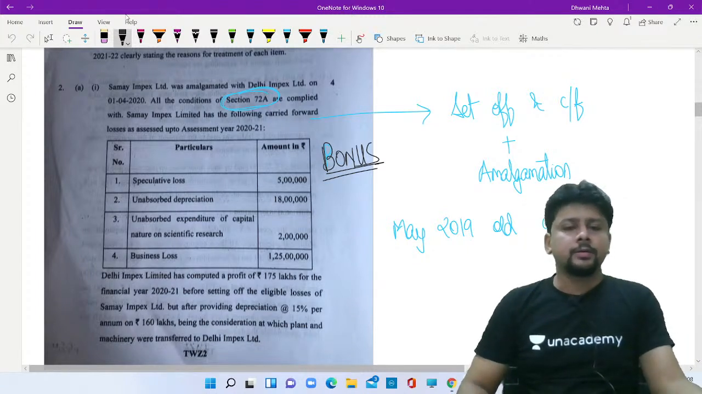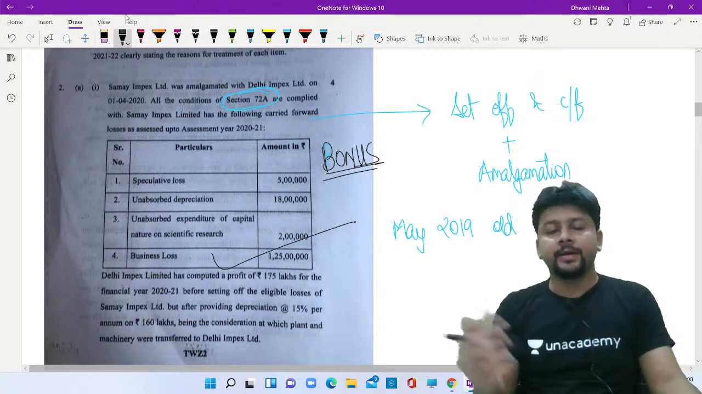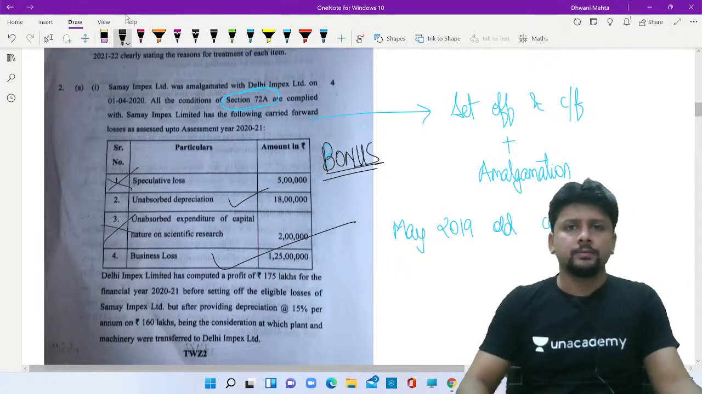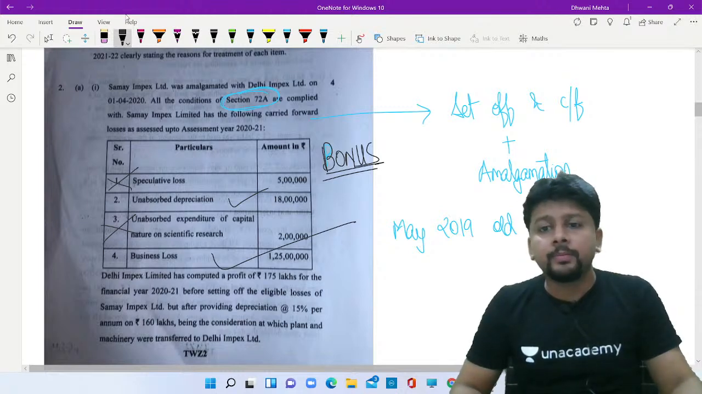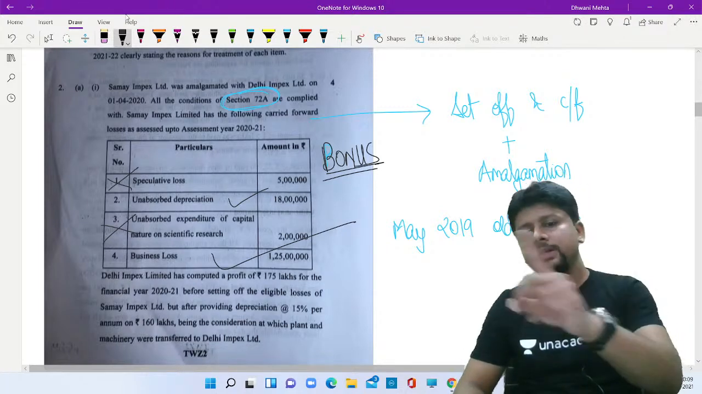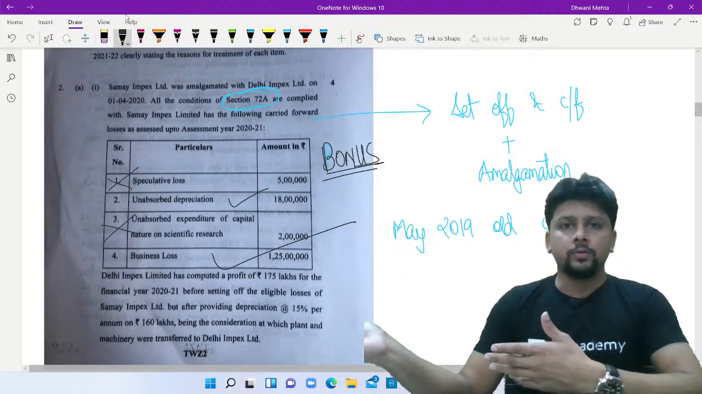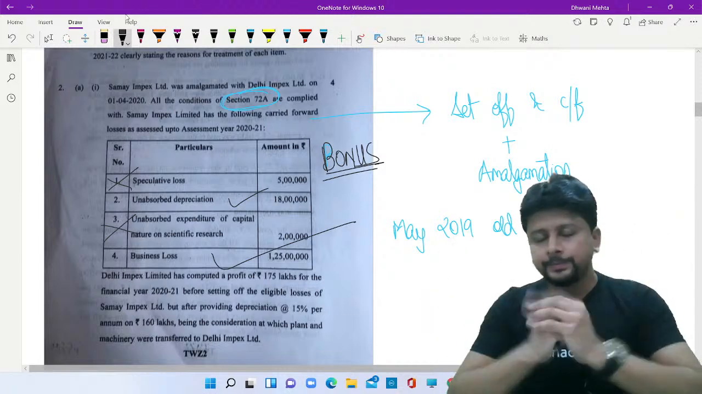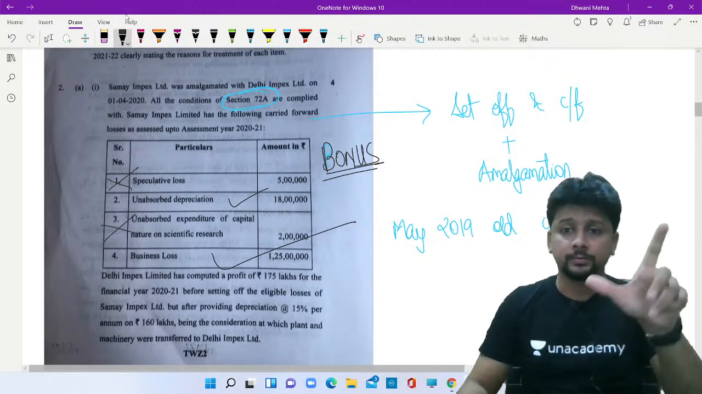Excessive information is given, but a student who knows the section is aware that it is only the business loss and unabsorbed depreciation which can be carried forward and set off by the amalgamated company. The other losses, unabsorbed expenditure on scientific research, etc., are not permitted under section 72A. The only change the institute made from May 2019 old course to this exam was the name of the companies. The sum was absolutely simple to tackle. This was actually a bonus question.